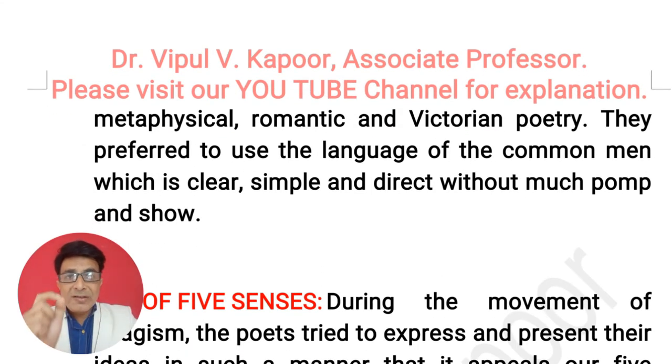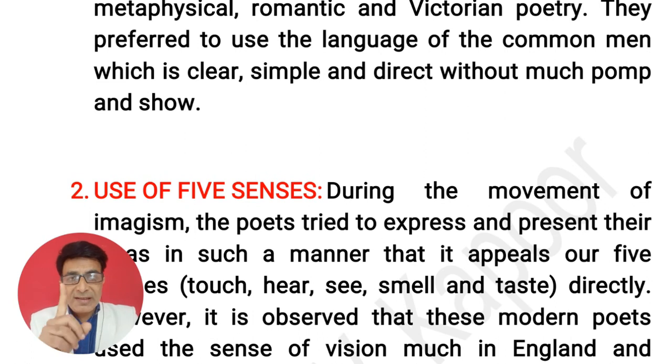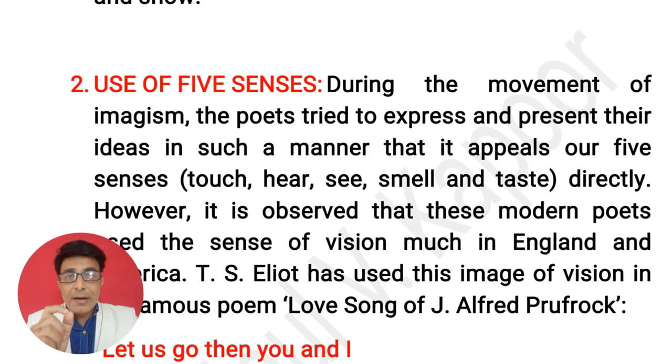Why? Because they preferred the use of very simple language of the common man, in which they can express their pictures in a clear, simple and direct manner. So this is the first feature of imagist poetry. Number 2, the second element of imagist poetry is that the poets use 5 senses. Their poetry is sensuous. 5 senses, I hope you understand.